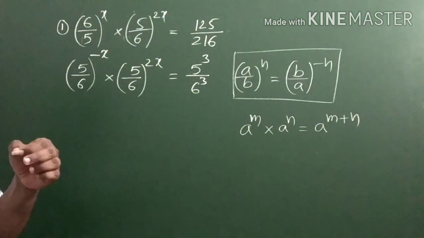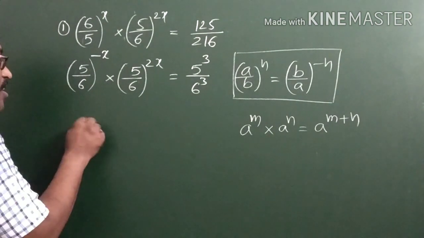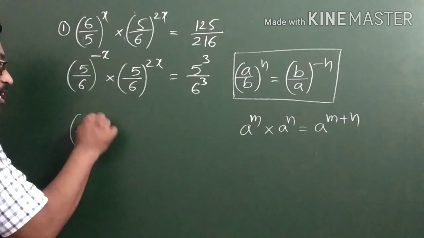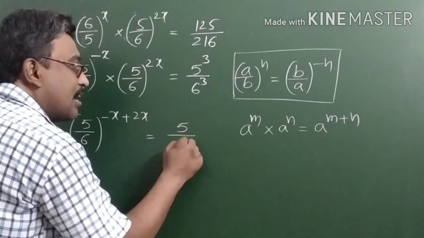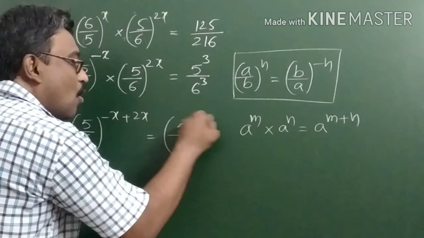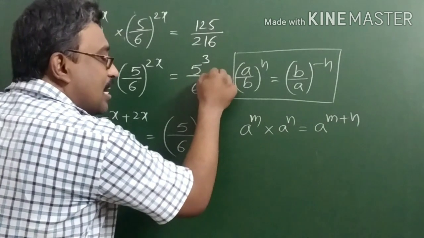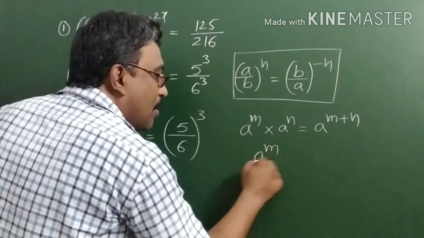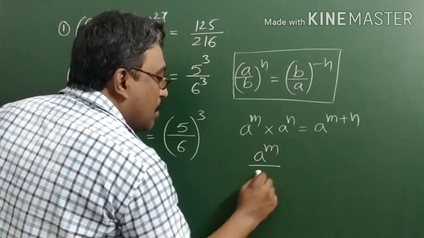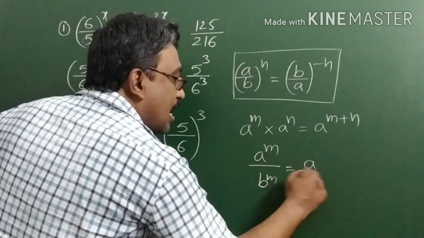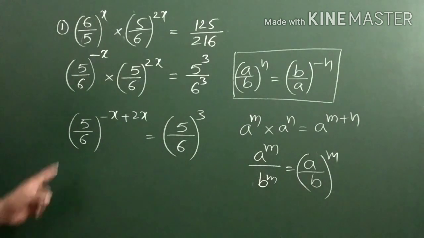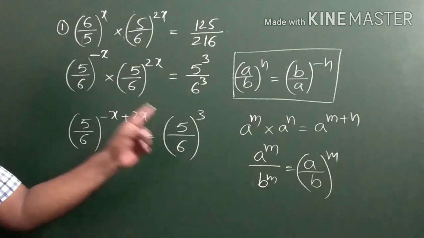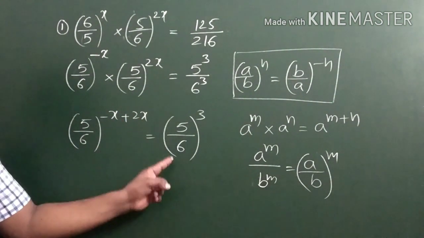Bases are equal, power should be added. (5/6) to the power of -6 + 2x. I can write (5/6) whole cube, because this is in the formula a^m / b^m, which can be written as (a/b) whole power m. Now look at both the bases, 5/6 and 5/6.